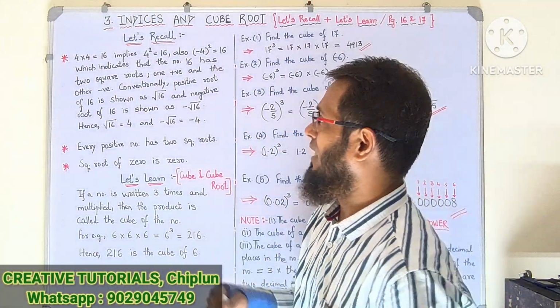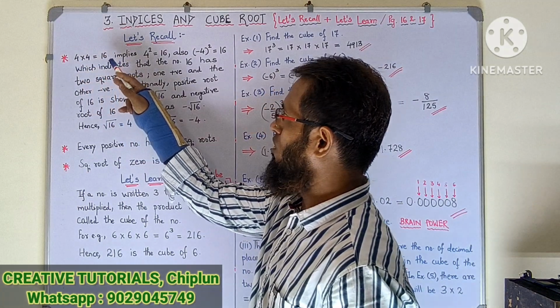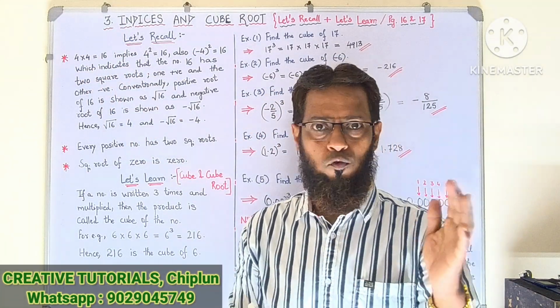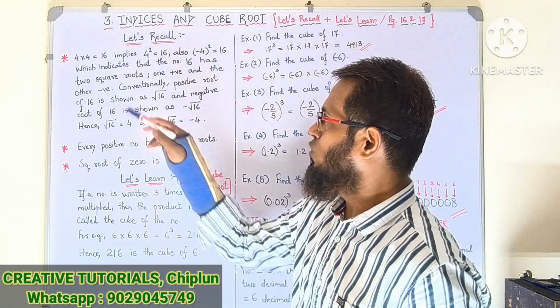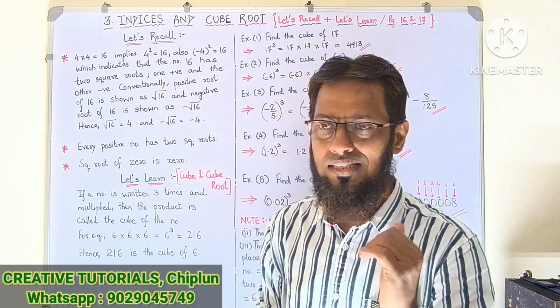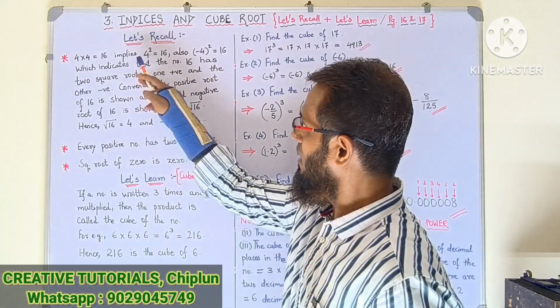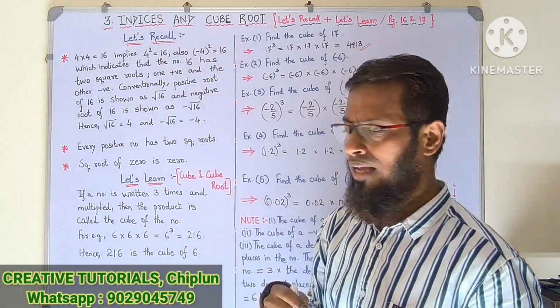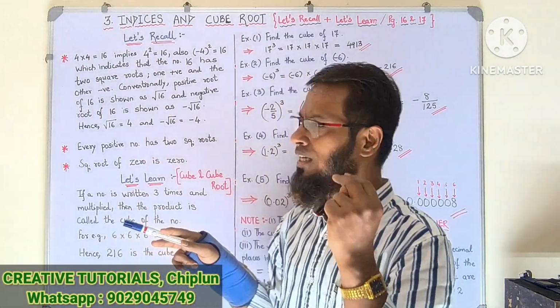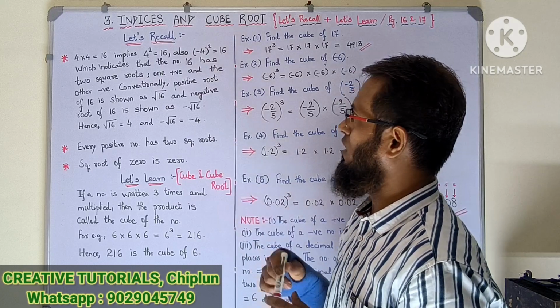Now, they are telling us that 4 multiplied by 4 is equal to 16. This we all know, right? Now we know the table of 4, that 4 4s are 16. But when we write this table, what does it mean? It implies that 4 square is equal to 16. Why? Because we multiplied the same number twice. So, 4 square is equal to 16.